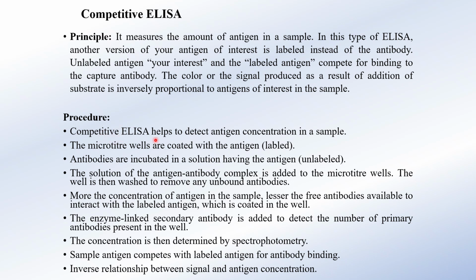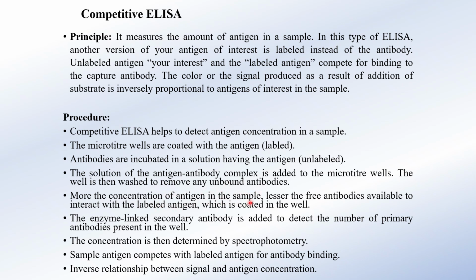Procedure: competitive ELISA helps to detect the antigen concentration in a sample. The microreactor wells are coated with the antigen, which are labeled antigens. Antibodies which are incubated in a solution having the antigen, that is unlabeled antigens, are poured into it. The solution of this antigen antibody complex is added to this microreactor well plate. The well is then washed to remove any unbound antibodies.